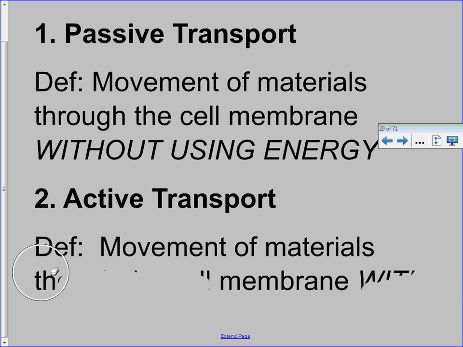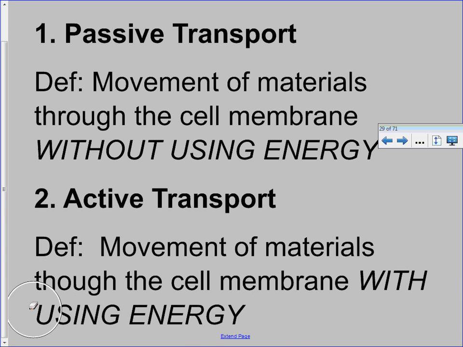Active transport, on the other hand, is the opposite. It's the movement of materials through the cell membrane with using energy. And again, transportation, movement of materials through the membrane. Active means exercise, moving a lot, doing a lot of things at once. You have to use energy for that. So really know the clue words and you can define these two ways cells move things through the membrane.